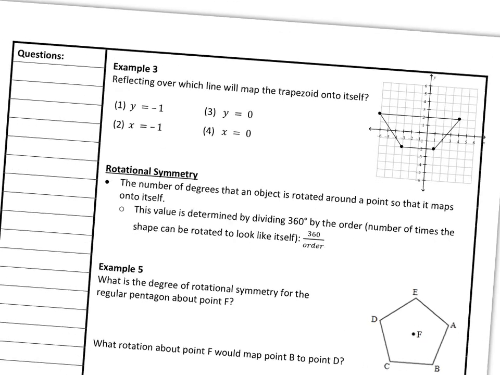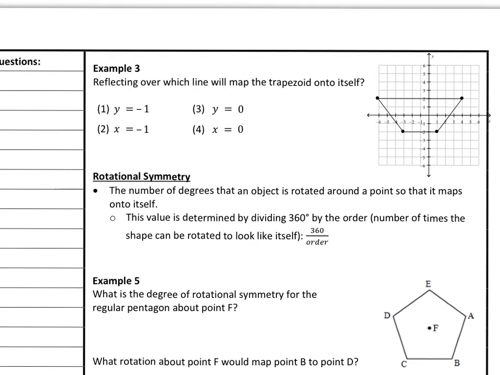So here for line symmetry example 3, it says reflecting over which line will map the trapezoid onto itself. So it's the same process: take colors and start drawing the lines in, seeing which one will map the trapezoid onto itself, or which one is a line of symmetry. So y equals -1, I go to -1 on the y-axis and draw the line horizontally. That does not work, right? If I fold the trapezoid along that line, it would not be symmetric.